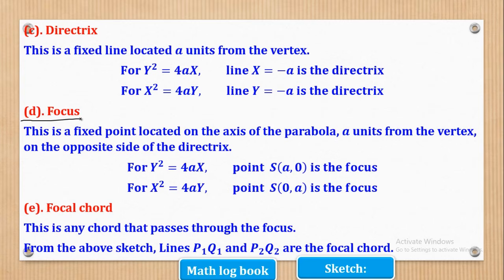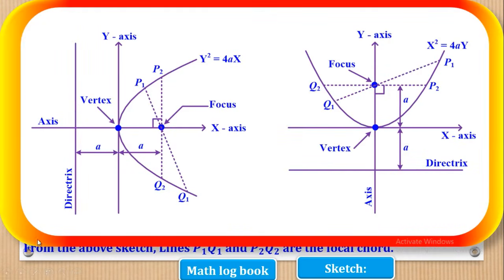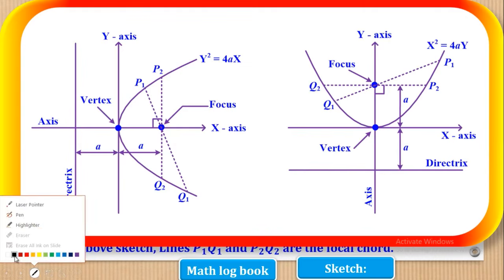The next will be focus. Now we are looking at the terms used. Then after that, when you start worked examples, you'll understand better what these terms are. So focus: this is the fixed point located on the axis of the parabola a units from the vertex on the opposite side of the directrix. I think you realize that always the directrix and the focus are on opposite sides of the vertex.